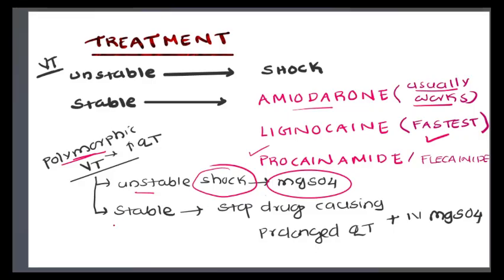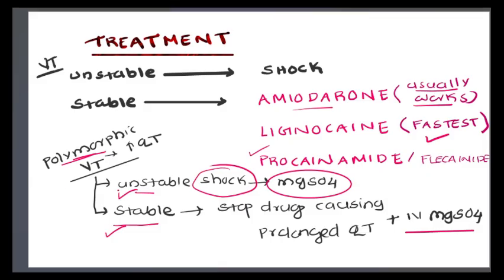If the patient is stable, then no shock, you start with IV magnesium sulfate and stop the drug that is causing prolonged QT. All right, so this is stable and this is unstable. Okay, stable, basically management: stop what's causing this polymorphic VT and start the patient on IV magnesium sulfate. So if I ask you the management of Torsades de Pointes, the answer is what?